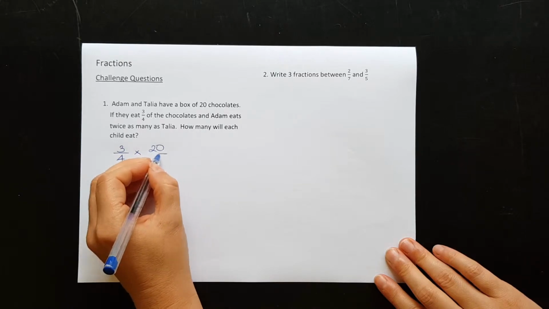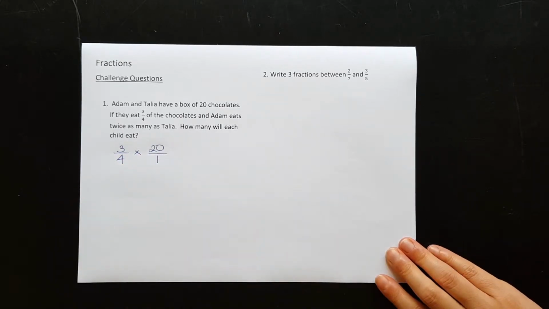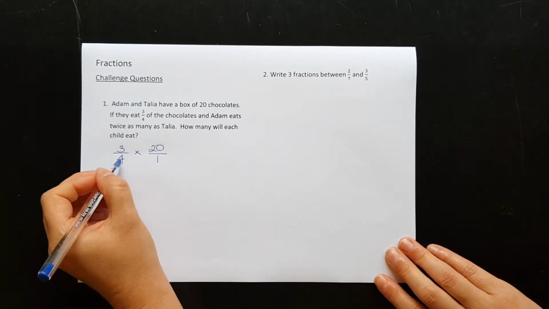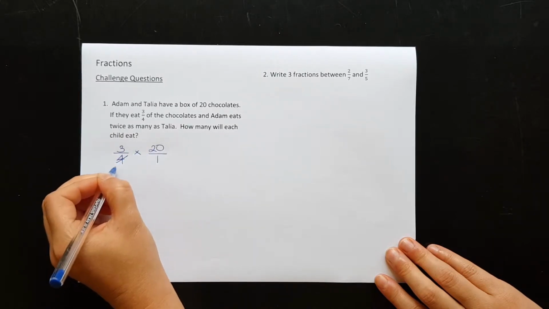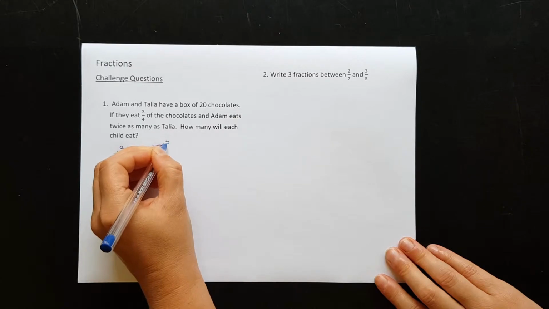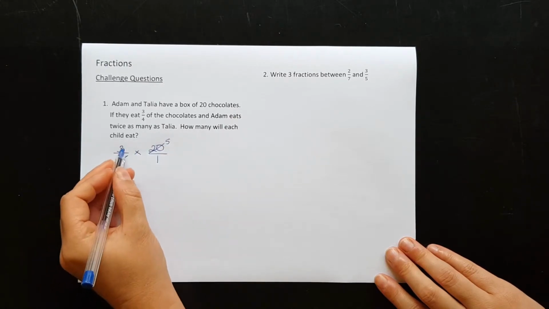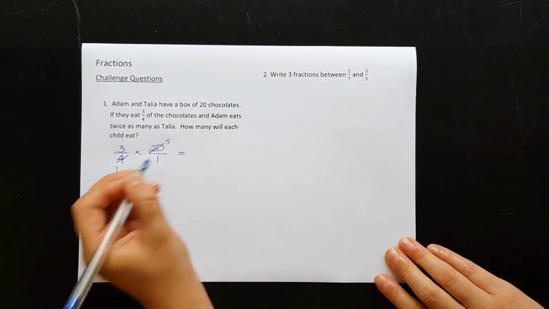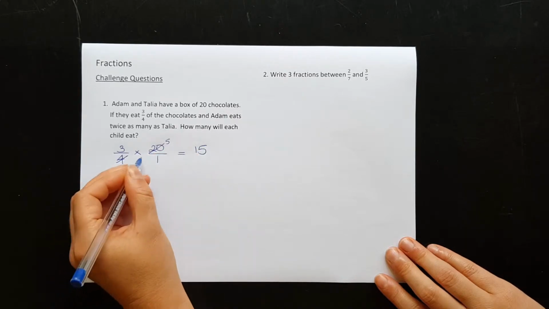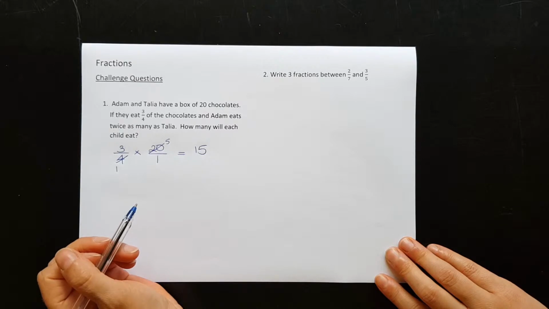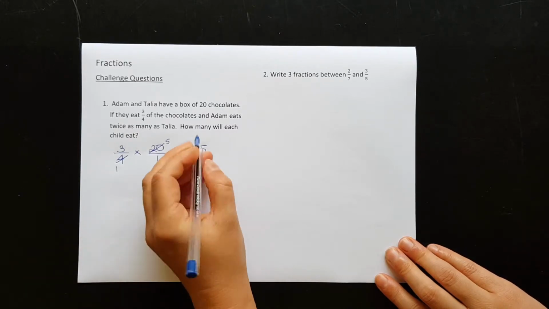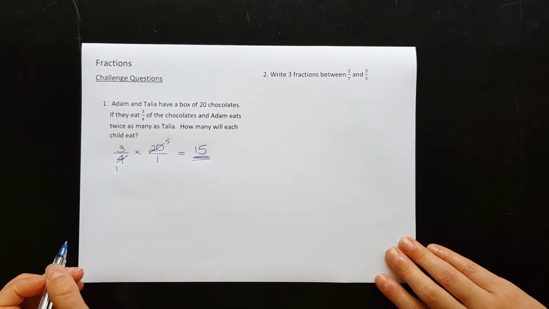Okay, so we need to put the 20 over 1 to make it a fraction. And then we want to work this out so we can simplify. We can divide by 4 with the 20 there, which will give me a 1 and a 5. So 3 times 5 is 15. 1 times 1 is 1 on the bottom, but that doesn't need to be written there. So 15 chocolates are eaten.